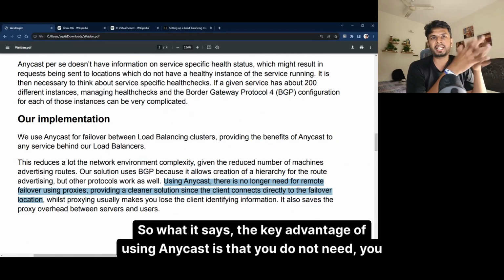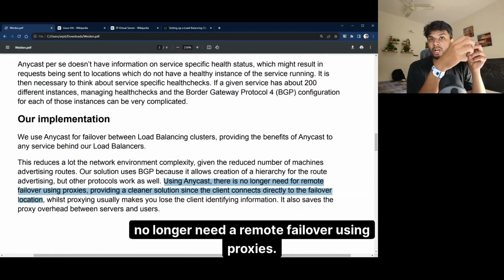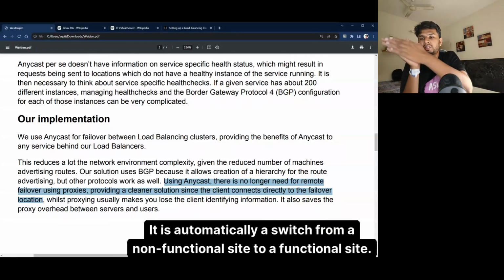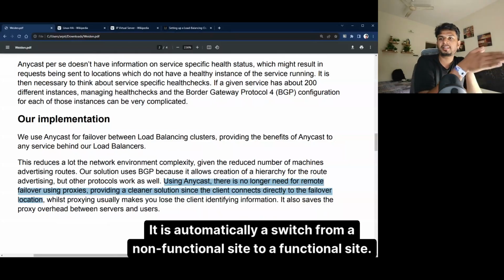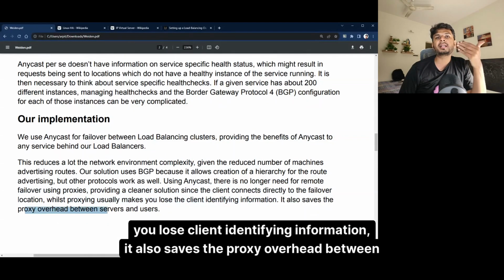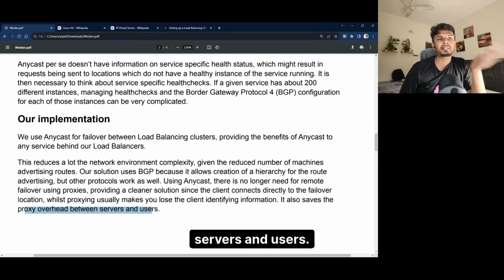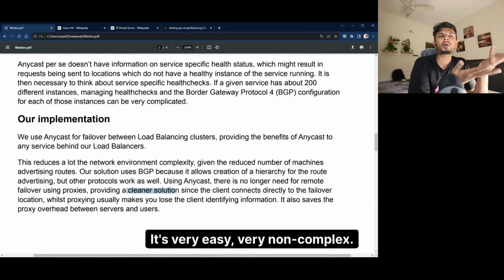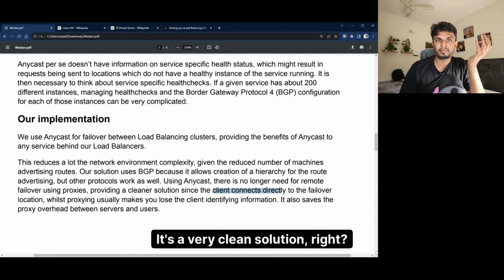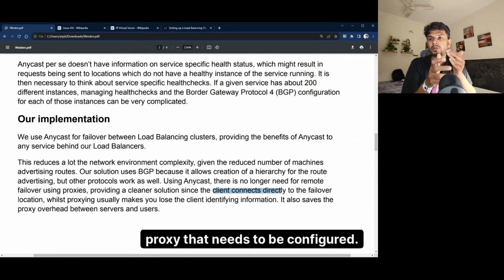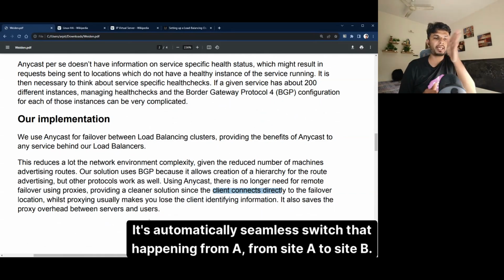The key advantage of using Anycast is that you no longer need remote failover using proxies. You're not taking all the requests to the same proxy and then redirecting somewhere else. It is automatically a switch from a non-functional site to a functional site. Right? That's why Anycast was preferred back then. Whilst you lose client identifying information, it also saves the proxy overhead between servers and users. So what it basically says is, because not everything is going through one point, it's a seamless switch. It's very easy, very non-complex. It's a very clean solution, right? Because your client connects directly to the failover location. There is no proxy that needs to be configured. It's an automatic, seamless switch from site A to site B.